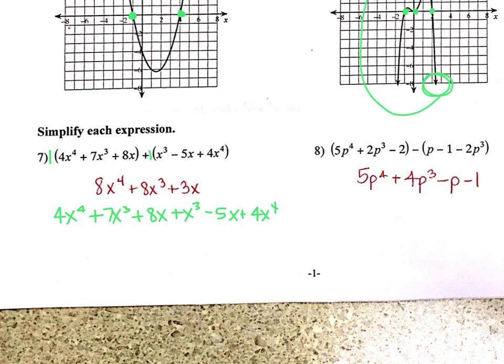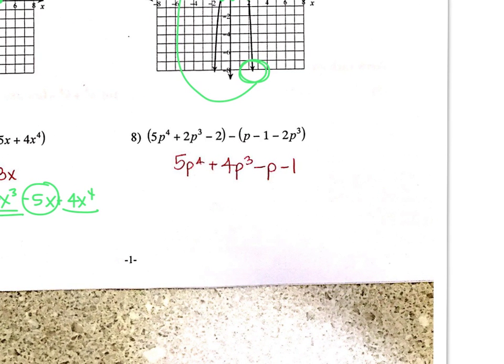All right, and then the last thing I did was I just combined like terms. My x to the 4th gave me 8x to the 4th. To the 3rd gave me 8x to the 3rd. And then if I combine these last ones, I got 3x.